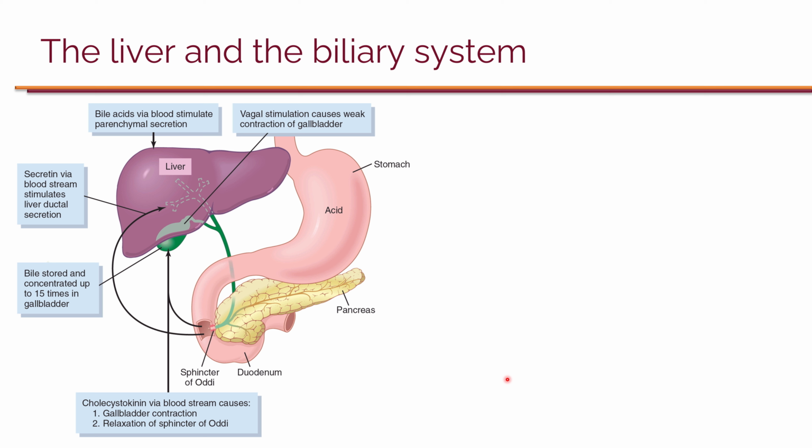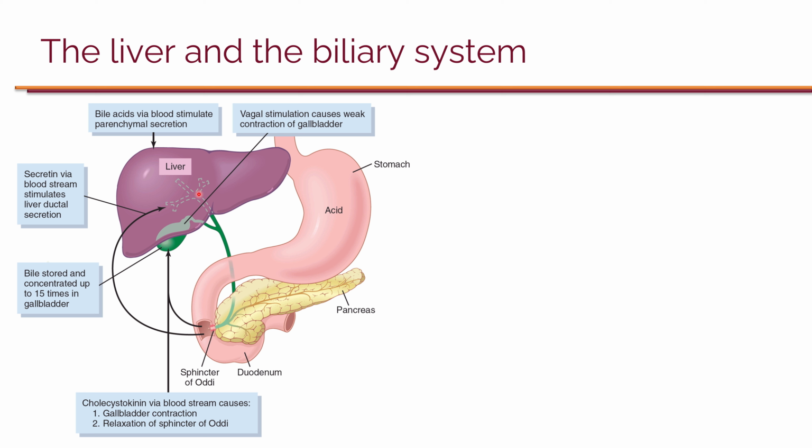Now let's take a look at the liver and the biliary system. So you can see that here's the liver and here's the stomach. And the liver has many functions. For example, it makes proteins, including coagulation cascade proteins. It also has an important role in detoxification and metabolism, including metabolism of fructose and alcohol and other substances, but also it has a role in production of bile acids.